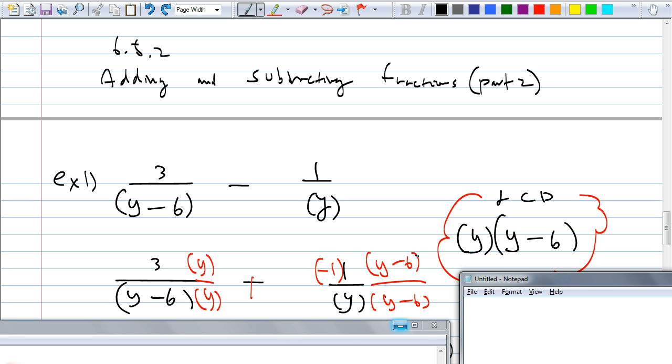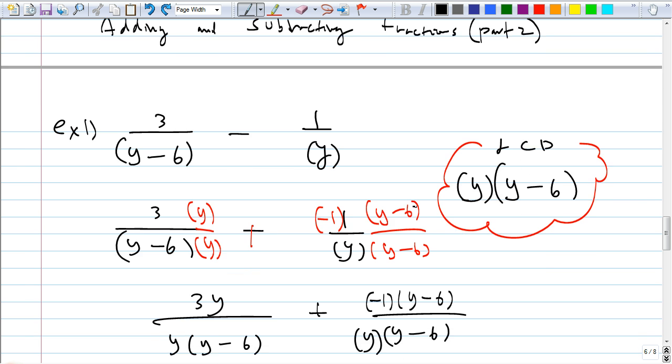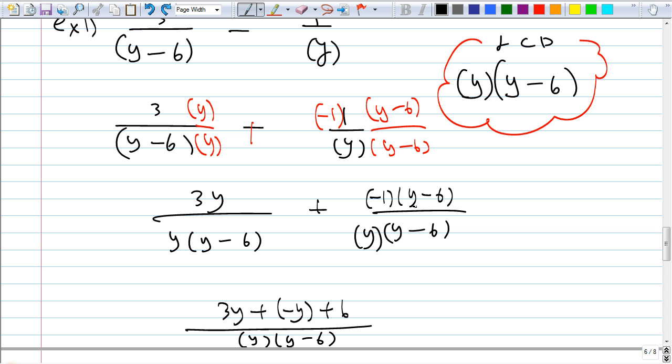Aaron, tell me what I get then. Let's simplify this. What does this whole thing become when you simplify? The third step. You distribute the negative 1. Negative y. Yep. You're right. When I distribute the negative 1, don't I get negative y plus 6, just like Aaron said? Okay, what's the answer?